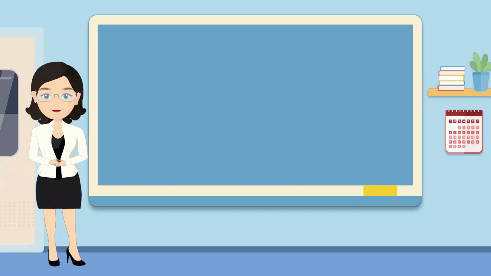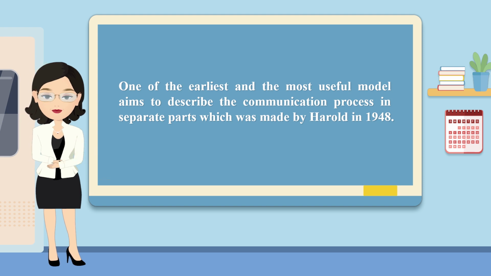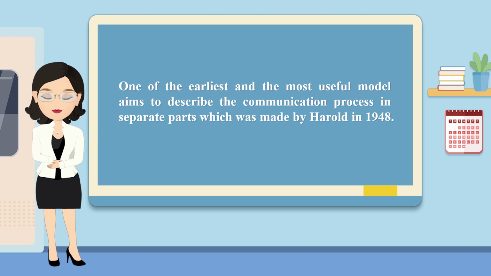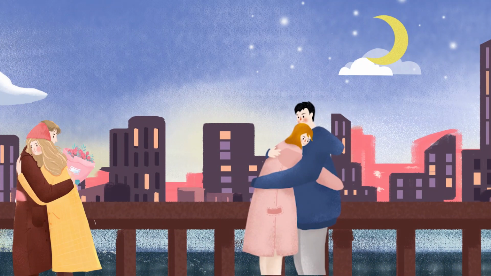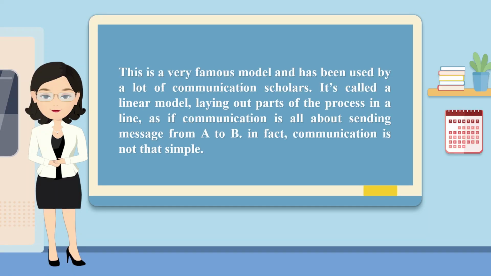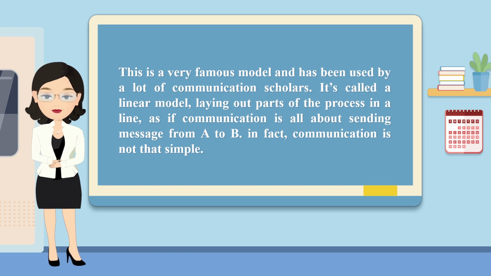The linear model, one of the earliest and most useful models, aims to describe the communication process in separate parts, which was made by Harold in 1948. For example, if you say, "I love you" to your husband, you may put into words your feelings and speak the words in the hope that they will be suitably understood by your husband. This is a very famous model and has been used by a lot of communication scholars.